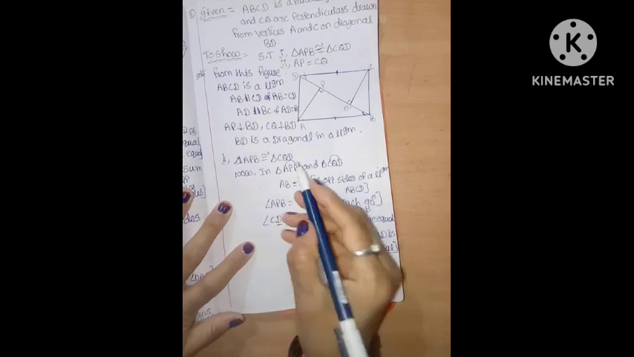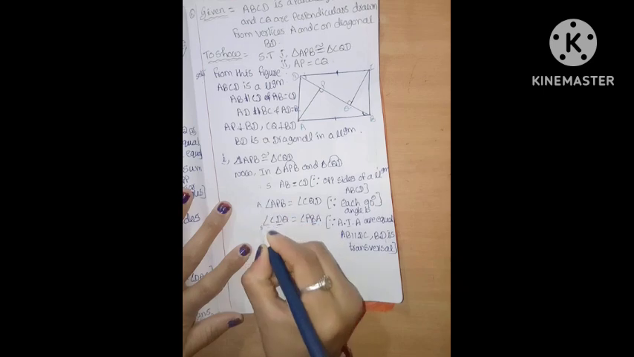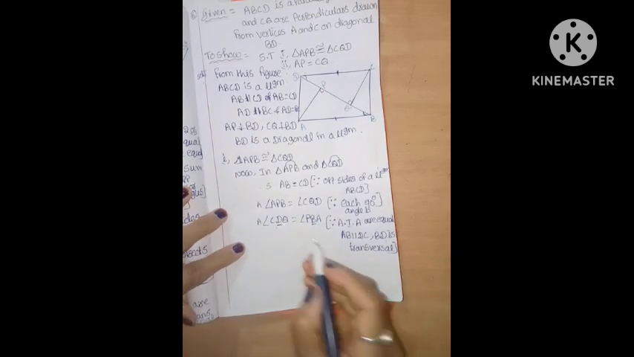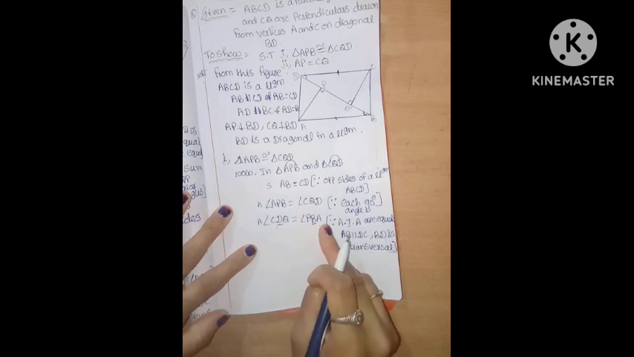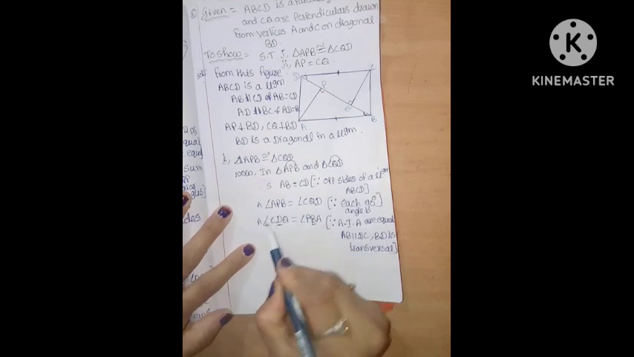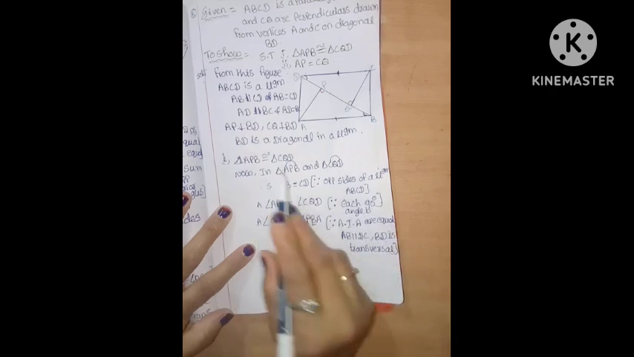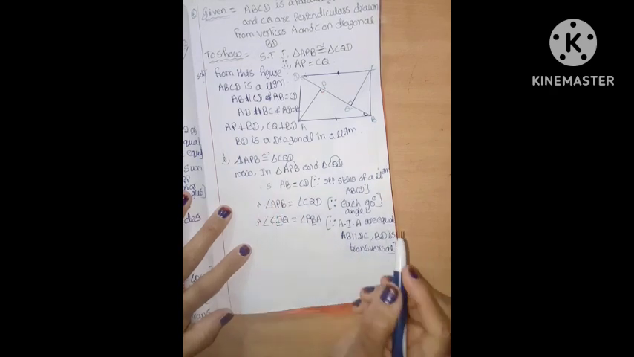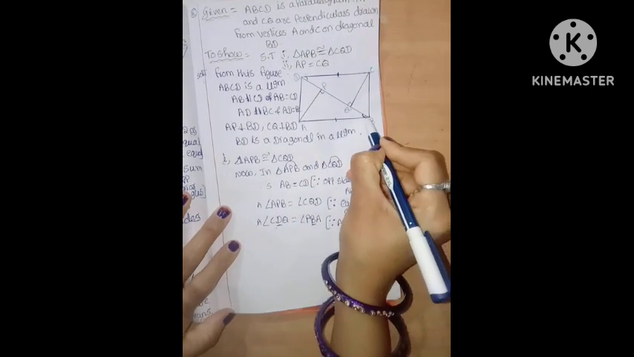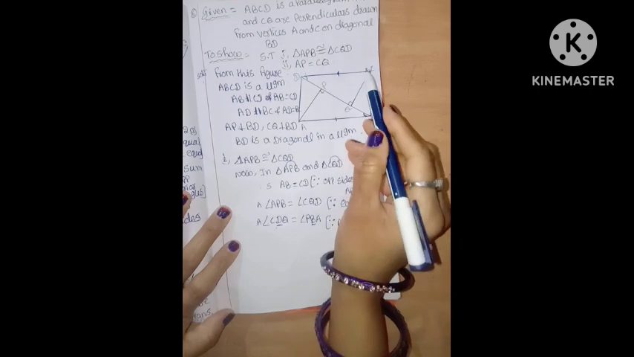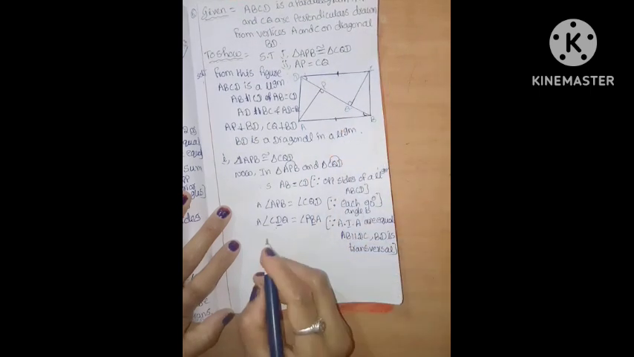So now we have the side and angles. What congruence rule are we using here? It is the AAS congruence rule. These two triangles are congruent triangles. Here angle, angle, side. Are you clear?